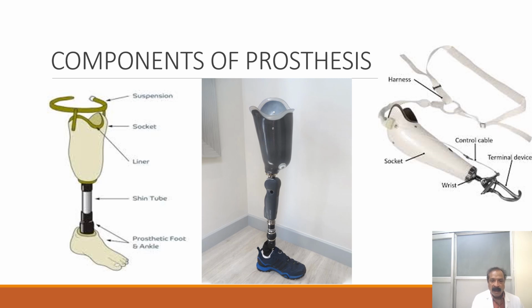And these are for the upper limb. There is a harness system, as well as the socket, and control cable in manual systems. There is a control cable system which helps in opening and closing of the terminal device or hand. The hand portion is known as the terminal device. Its opening and closing is controlled by either a control cable or a myoelectric system.